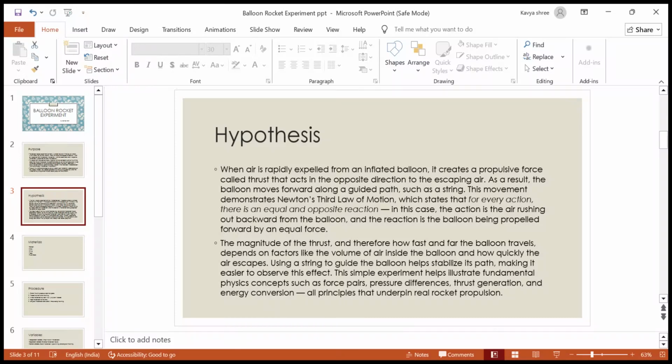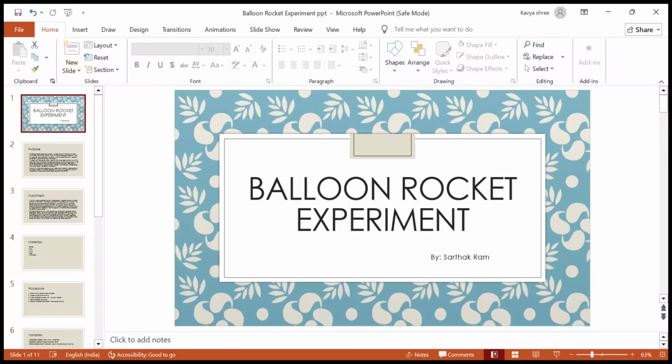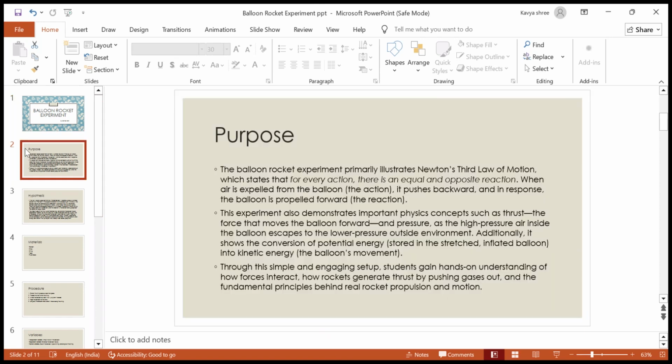Today we are going to be talking about the experiment known as the balloon rocket experiment. I'm going to give you a simple but detailed explanation, but if you want the full and more detailed explanation, you can pause the video and read the purpose and hypothesis from the screen. Let's start.